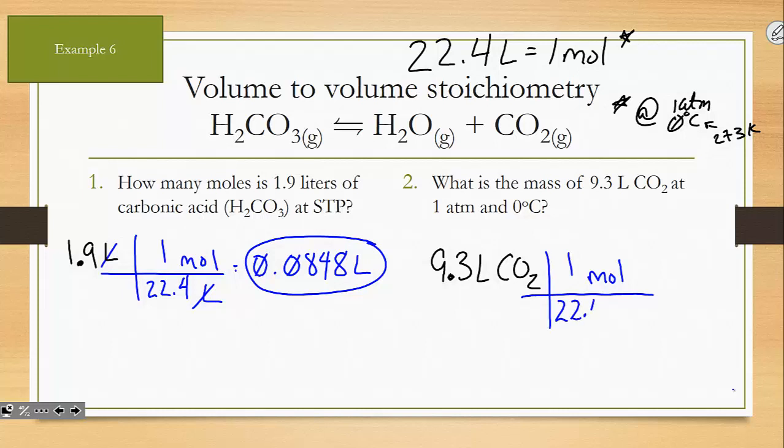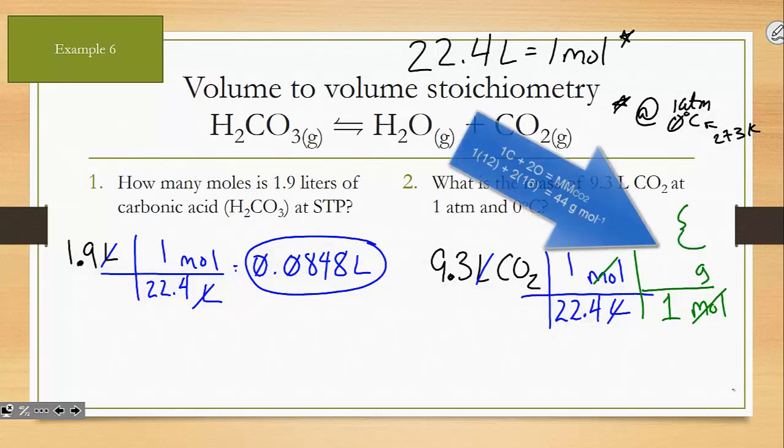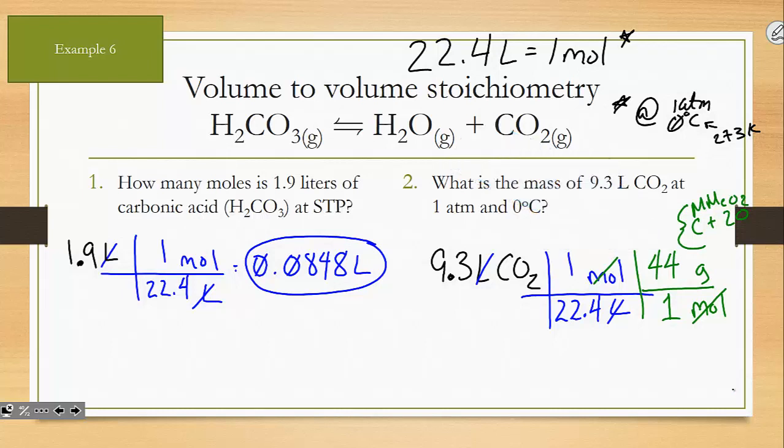So for every 1 mole, there are 22.4 liters, and if we have moles, moles are the central unit of chemistry, we could change from moles to grams, canceling out moles, because for every 1 mole there is some number of grams, and that's where our molar mass of carbon dioxide would come in, which would be 1 carbon and 2 oxygens. So 12 plus 2 times 16 is 44. So our answer here would be 9.3 times 1 times 44 divided by 22.4 times 1. So our answer is 18.3 grams of carbon dioxide.